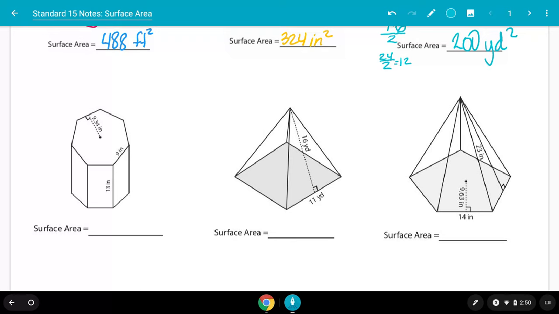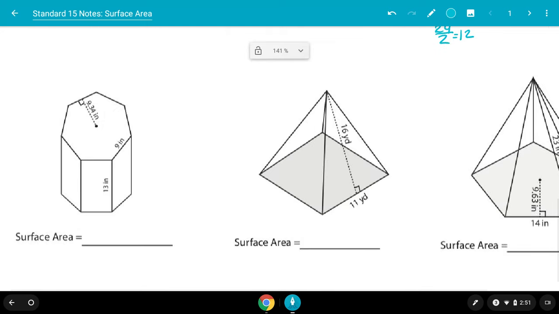All right, I saved these 3 for a separate video just because they have regular polygons as parts of their faces or their sides. And we need to really review how to find an area of that. Okay, here's the first thing I'm going to do for this first guy, this prism.